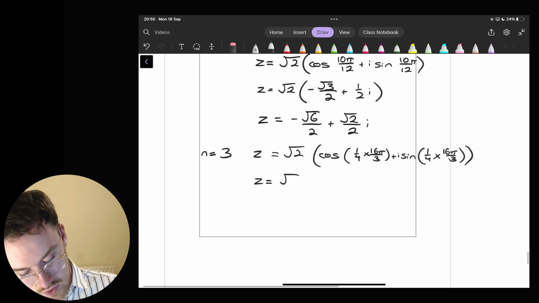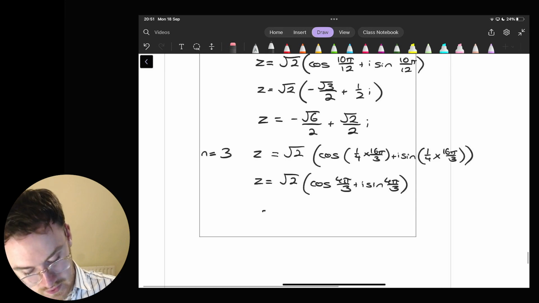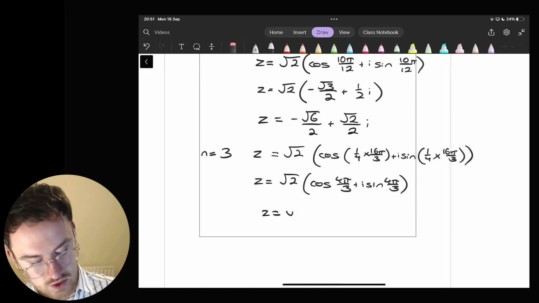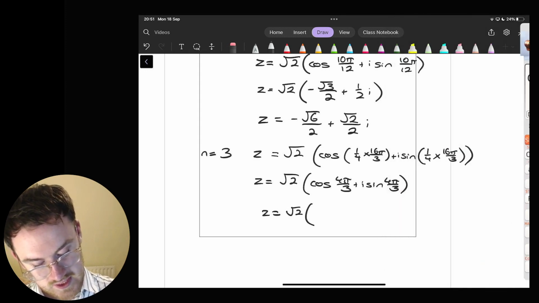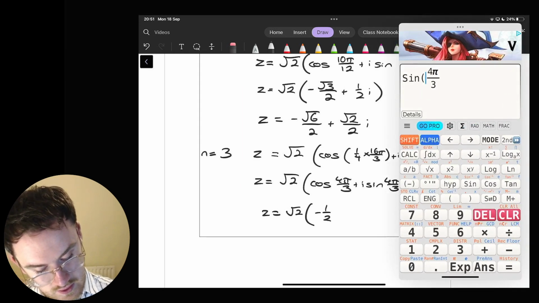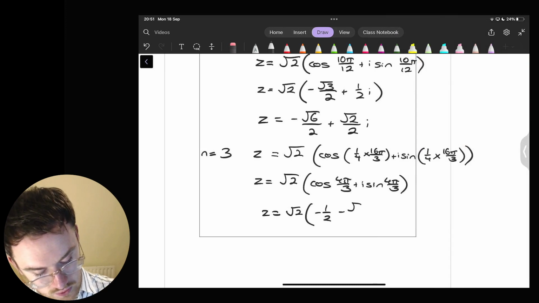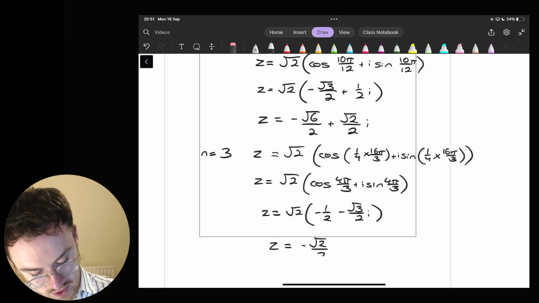So z is root 2 times cos 4 pi over 3 plus i sine 4 pi over 3, which means that z is root 2 times, let's fill those values in, cos of 4 pi over 3 is minus a half, and sine of that is minus root 3 over 2 i. We get that z then is minus root 2 over 2 minus root 6 over 2 i.